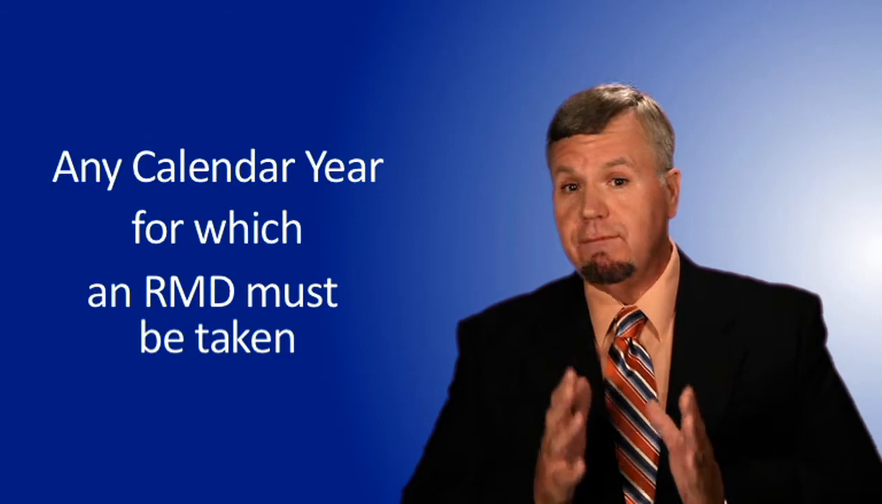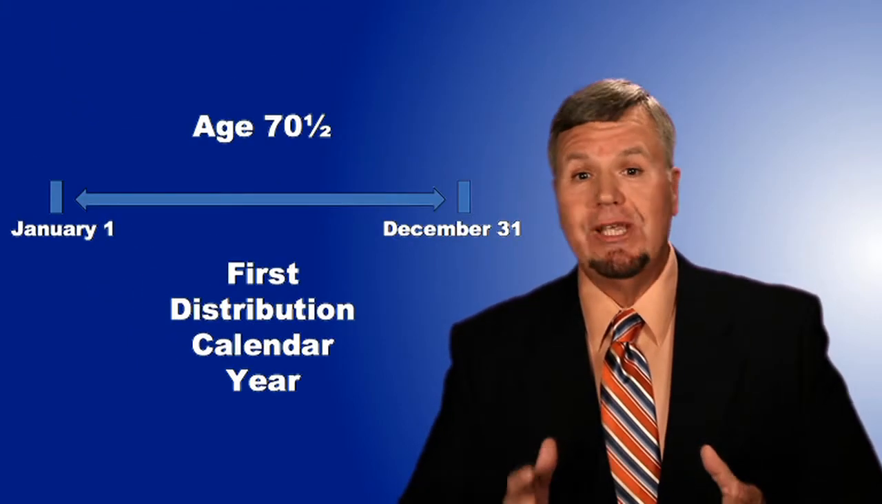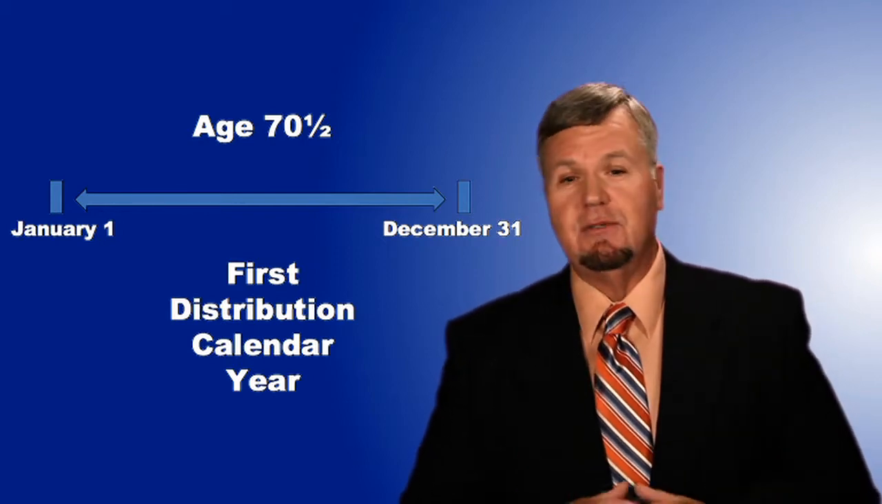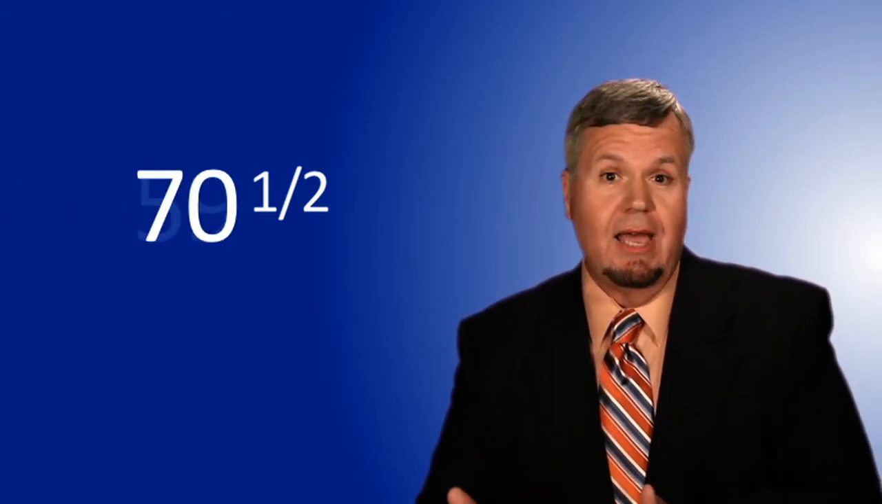An individual's first distribution calendar year is the calendar year they reach age 70 and a half. Now, I find it interesting that as far as the IRS is concerned, those halves are pretty important. You know, we talk about IRAs and we know that you're not supposed to withdraw your money before you reach age 59 and a half. And now we're finding that you have to start withdrawing the money once you reach age 70 and a half. Why the half, you may wonder.